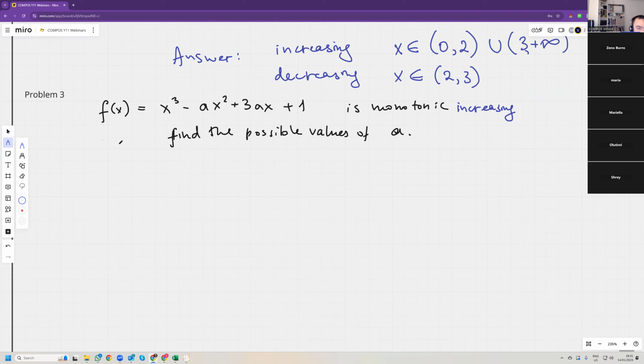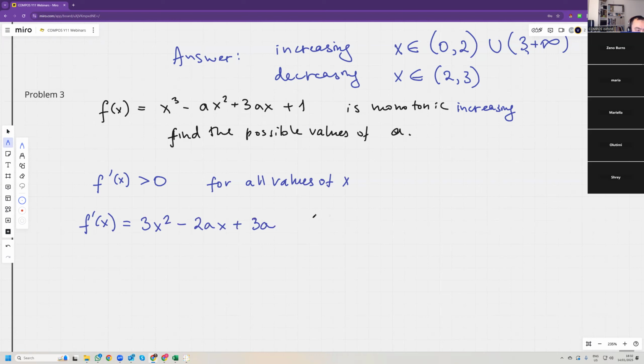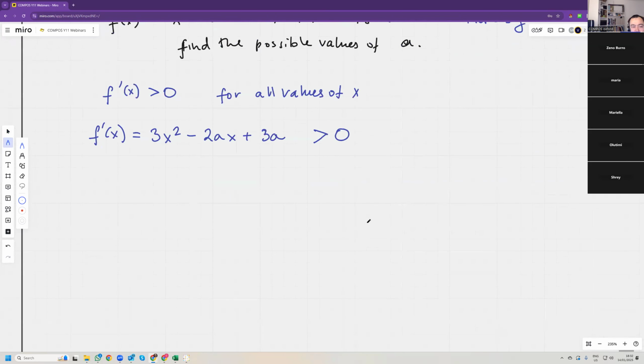So for this to be monotonic increasing, that means f dash x has to be greater than 0 for all values of x. So let's find the derivative. So f dash x is equal to 3x squared minus 2ax plus 3a. And that has to be always positive. Now, what does it mean when a quadratic is always positive? A quadratic is always positive if the discriminant is less than 0.